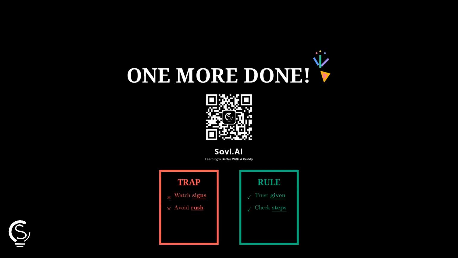Trap: rushing past included objects. Rule: trust what's given and check every moving part before accepting an energy equation.